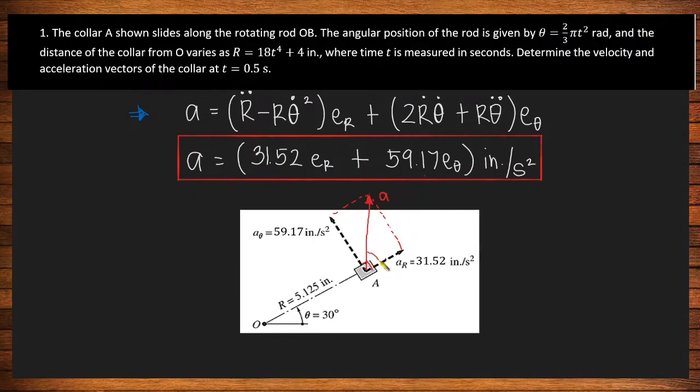Again, if we are going to determine the direction of the magnitude, kailangan natin kunin yung angle beta. Yung gagamitin nyo is arctangent of the transverse component divided by the radial component. So in this case, yung angle beta natin will be from the radial component. Okay, so with respect to AR siya, hindi siya with respect to the x-axis.